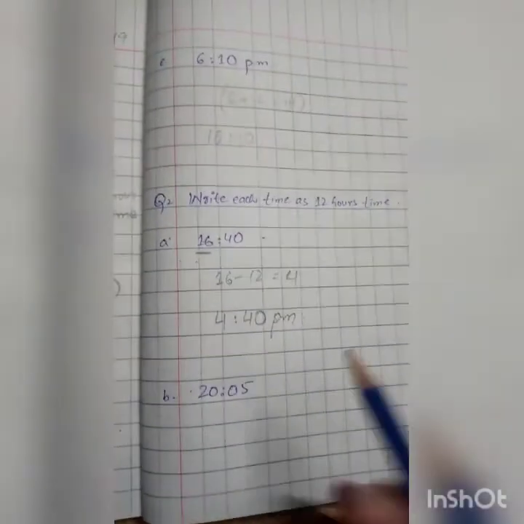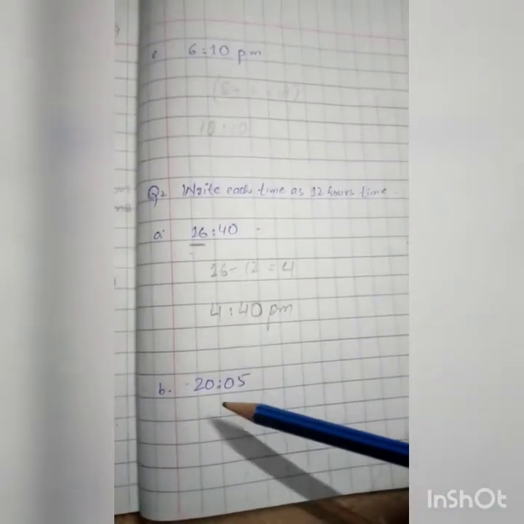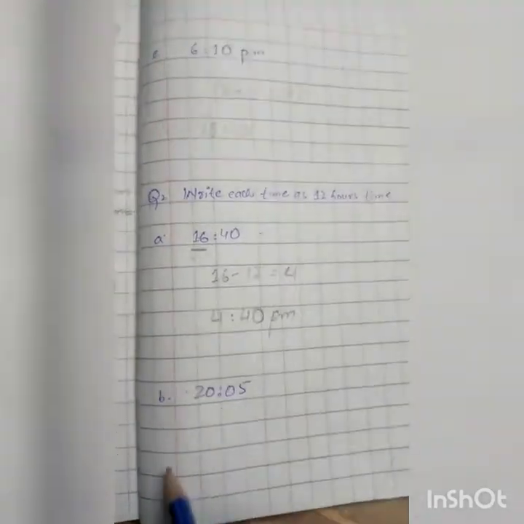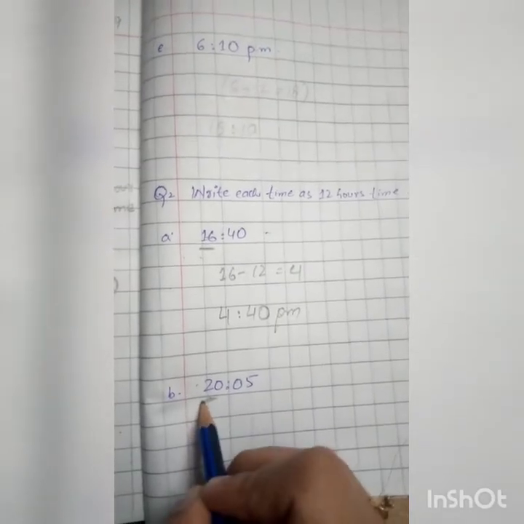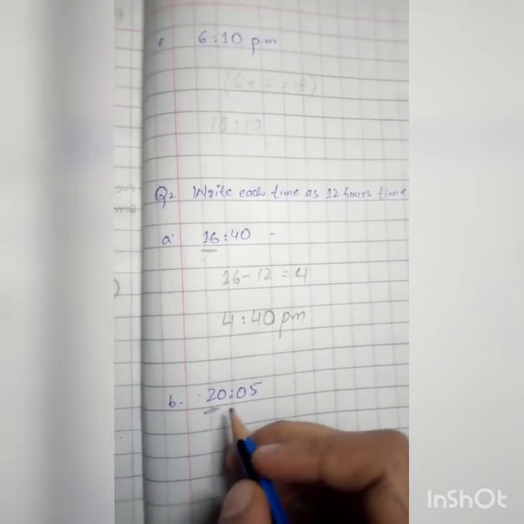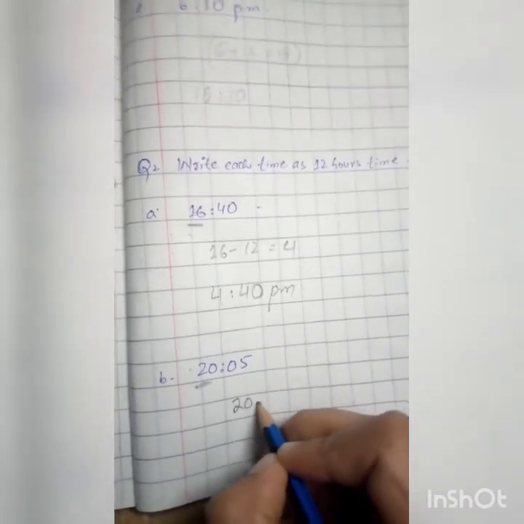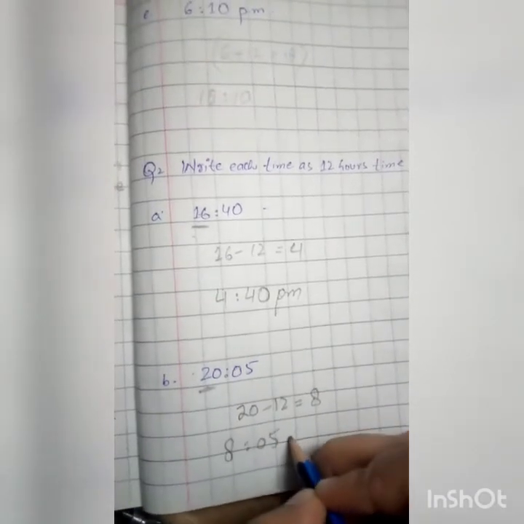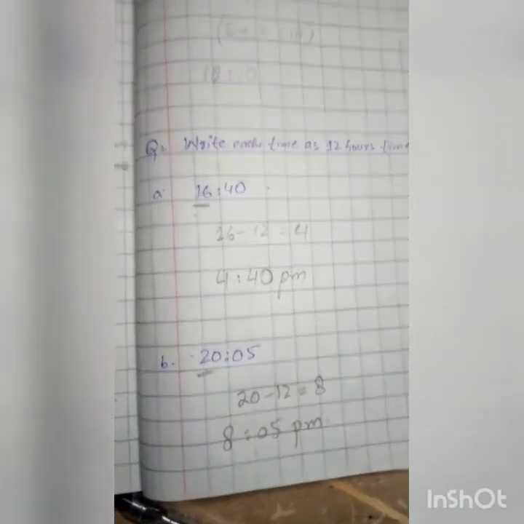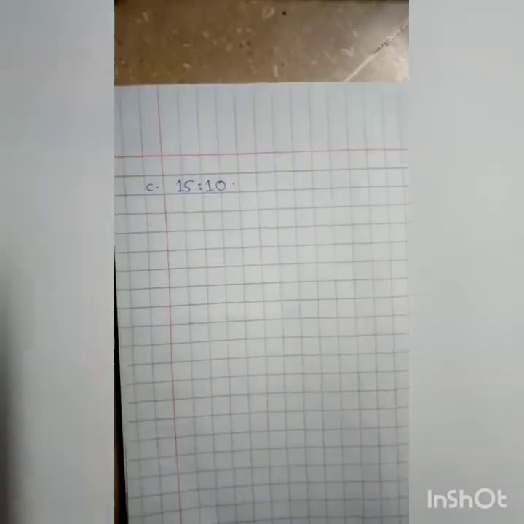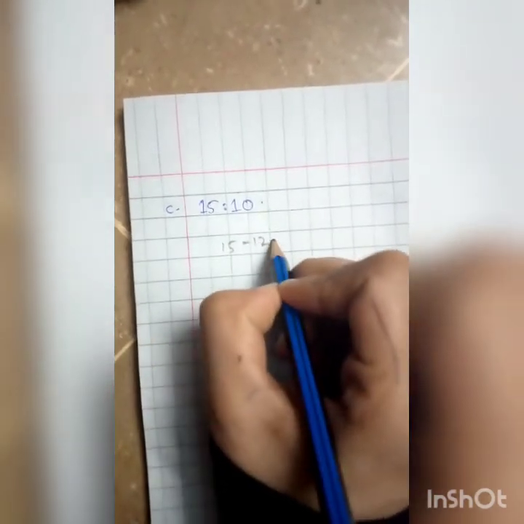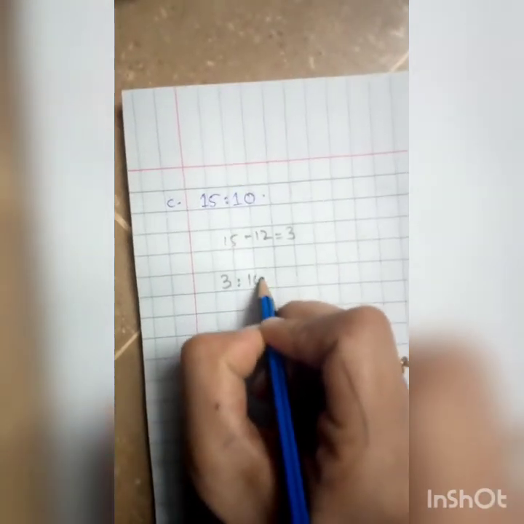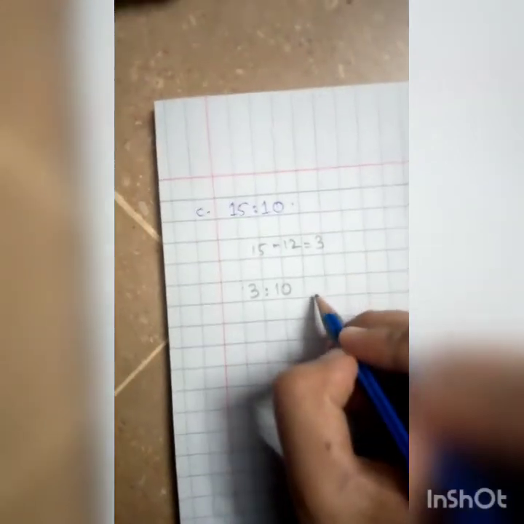In part B, the time is 20:05 and we have to change it from 24-hour time into 12-hour time. Here again the hour is more than 12, so we have to subtract 12 from the given hour. So it will be 8:05 p.m. Fine. Now move to part C. In this example, again the hour is greater than 12, so we have to minus 12 from this number. So it becomes 3:10 p.m.